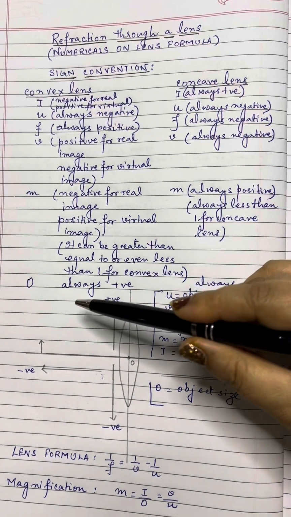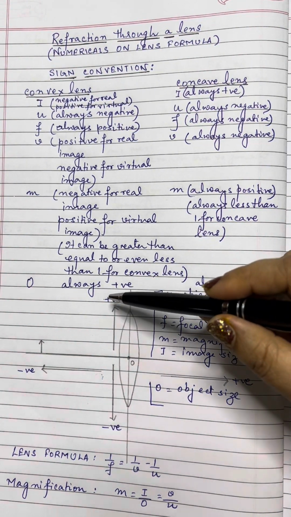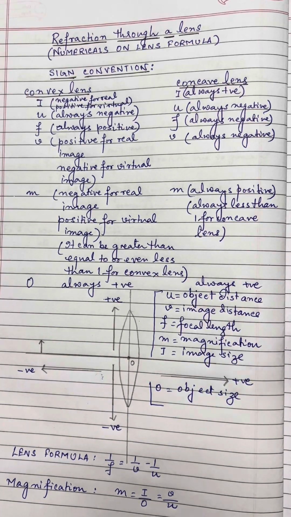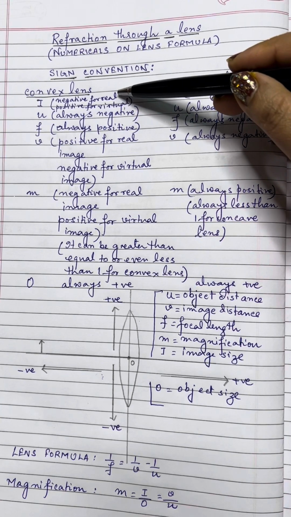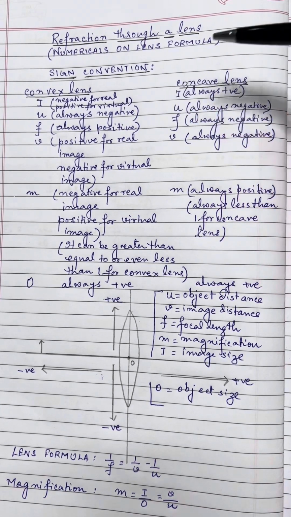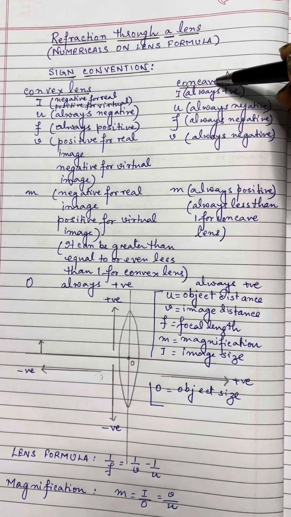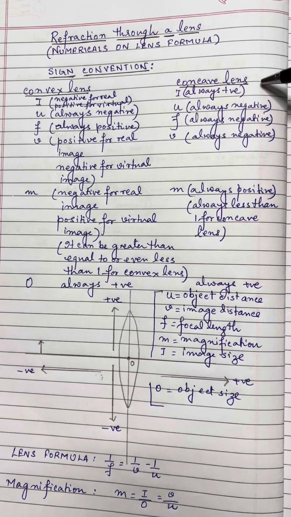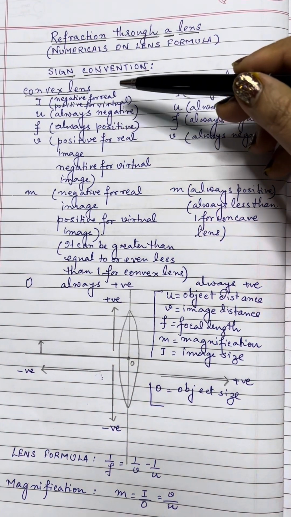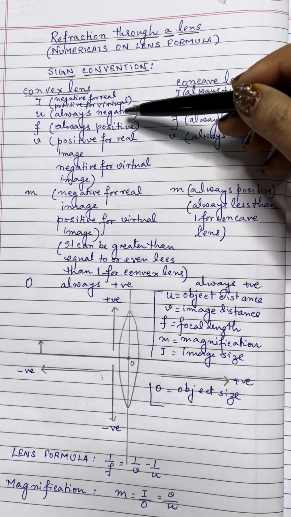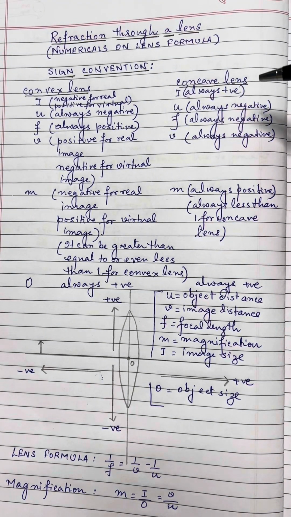Now, o is always positive for both concave lens as well as the convex lens. Coming to I, it is negative for a real image, and I is always positive for a virtual image. So, therefore, for concave lens I is always positive. For a convex lens, I can be positive as well as negative depending upon the situation, that means, whether it is a virtual image or a real image.